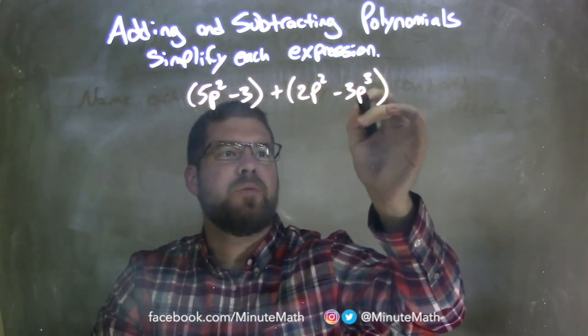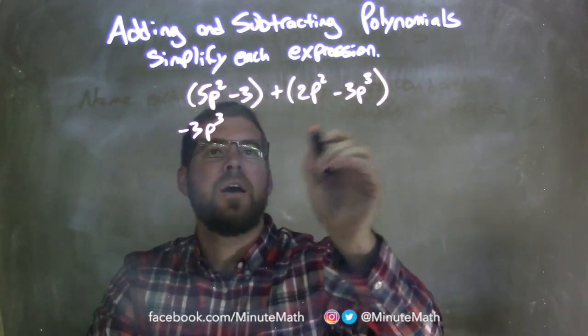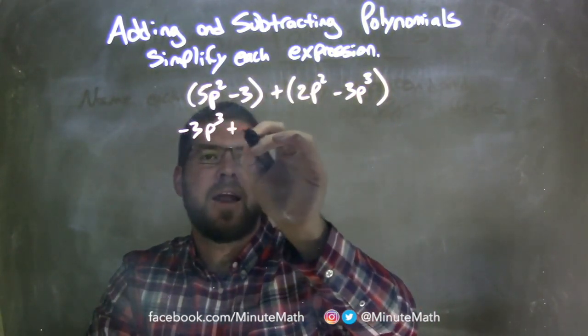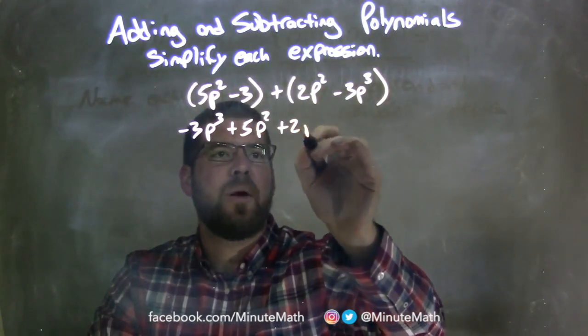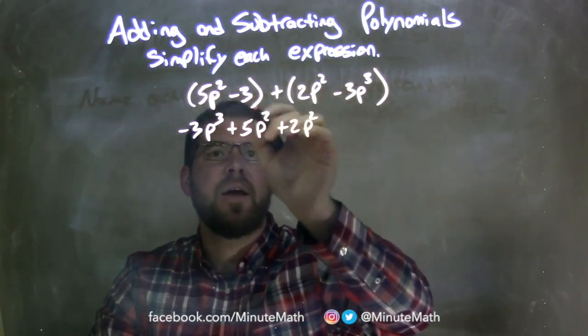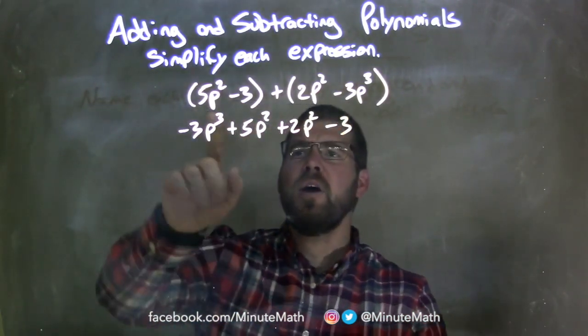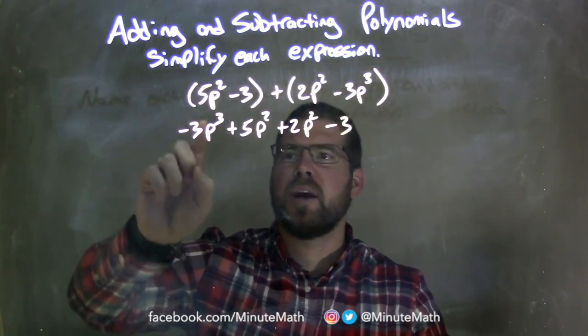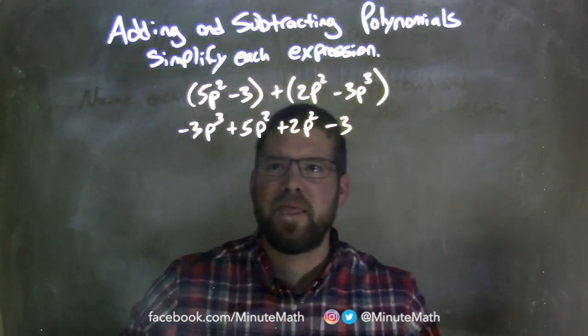So our highest degree term is a 3p to the third, so I'm going to put a negative 3p to the third first. Then we're adding a 5p squared. Then we're adding a 2p squared, that one. And don't forget, then minus 3. Okay? Now, make sure we have all terms. Always double check that. We have 1, 2, 3, 4 terms, and we have 1, 2, 3, 4 terms there.